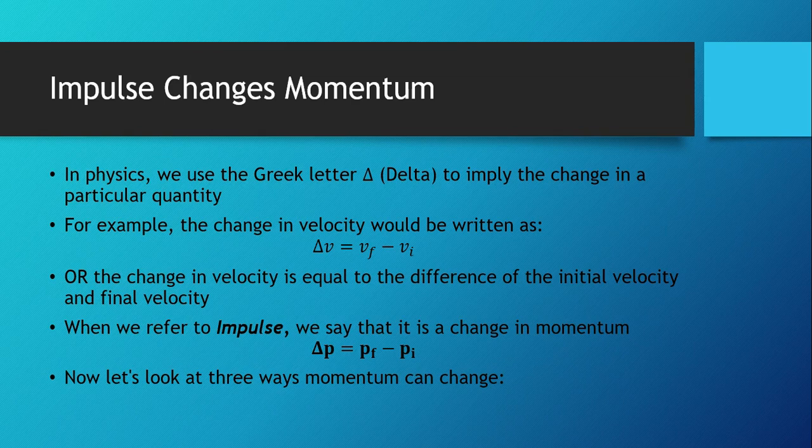Now in this section, we're going to talk about how impulse can change momentum. In the last section, you saw how a force over some amount of time implies an impulse, and that impulse changes momentum. So we're going to talk about how those things occur in different ways.